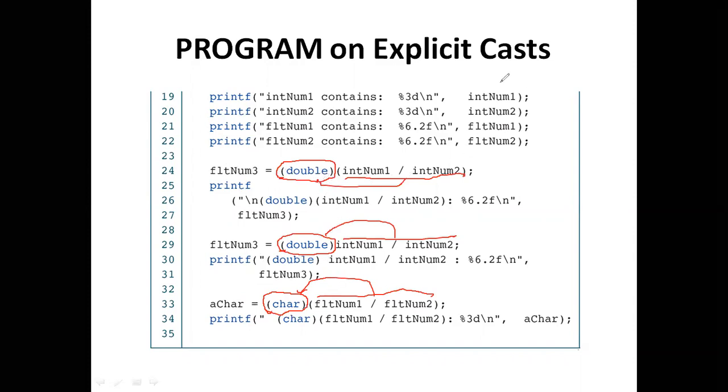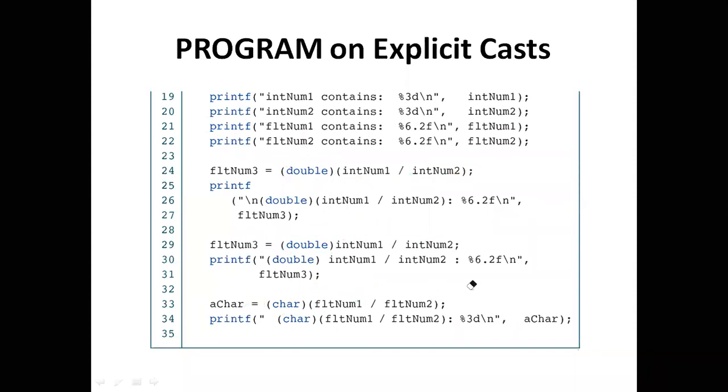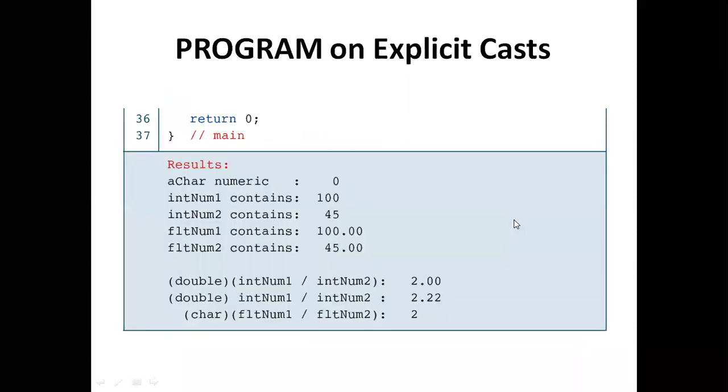And if you see the output of this program, you are going to understand easily about explicit type conversion. What is the character value? Slash 0 means the null value. It is showing the integer value as 0. And here it contains integer 100 and 45. Integer 100 by 45 means what value are we going to get?